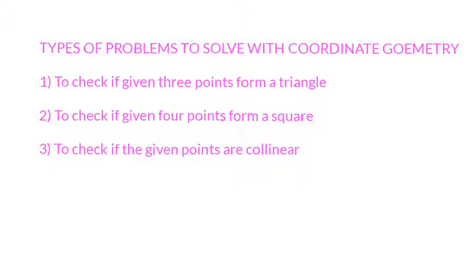The main three types that I'm going to discuss in this video are: first, to check if three given points form a triangle, that is, whether the 3 points are the vertices of a triangle or not. Second, to check if given 4 points form a square, that is, they are vertices of a square or not. And third, to check if the given points are collinear, that is, they lie on the same line.